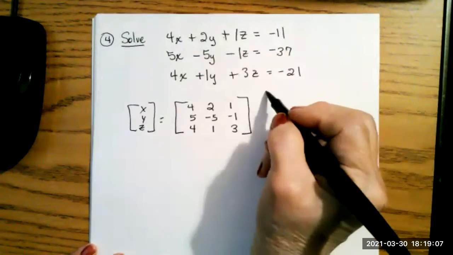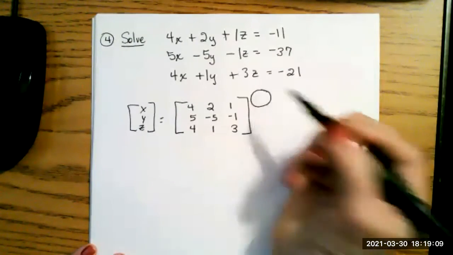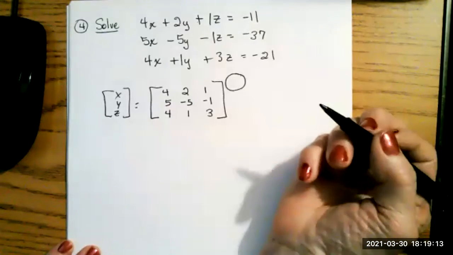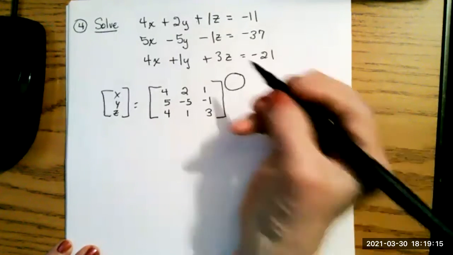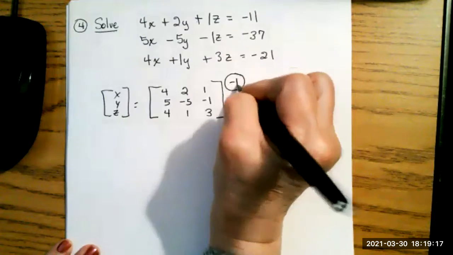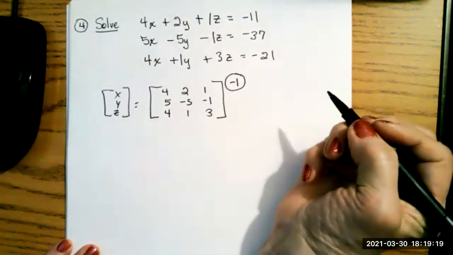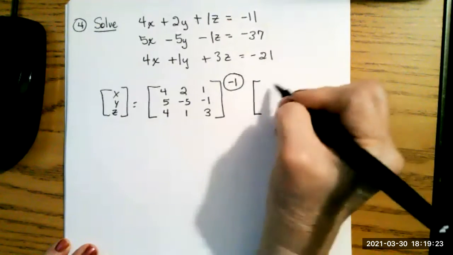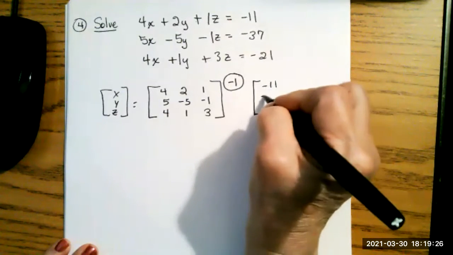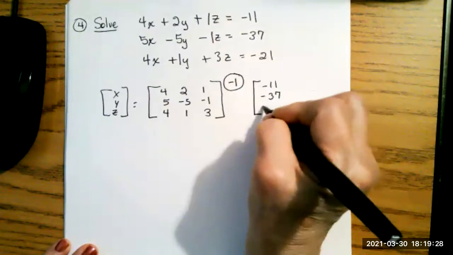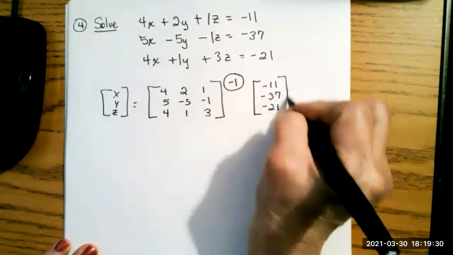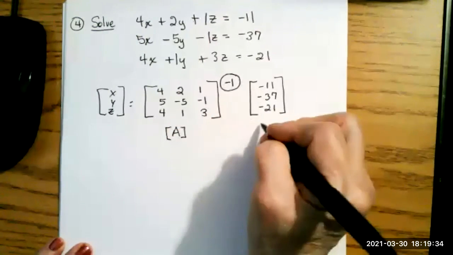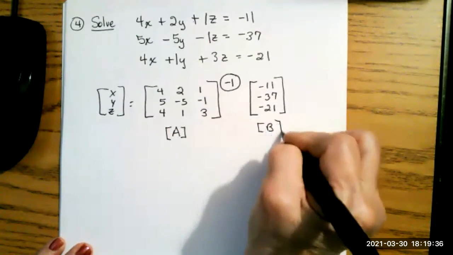Now, what do we have to remember that goes right there in that spot, and we will miss it if we don't put it there? What is it? The inverse. The inverse. You have to hit that x to the -1 key to get that inverse. And then our other matrix is -11, -37, -21. This is going to be matrix A, and this one is matrix B.